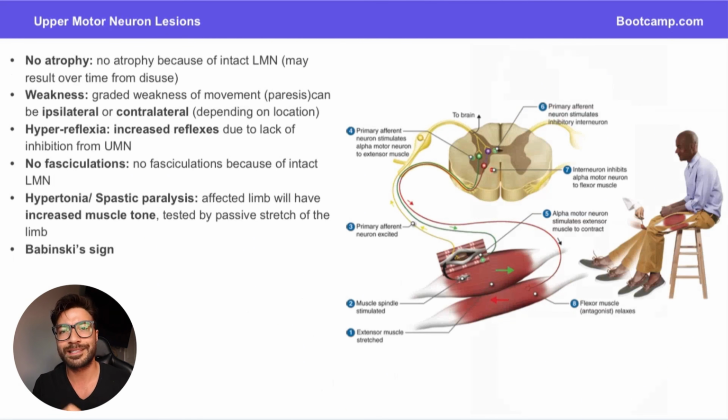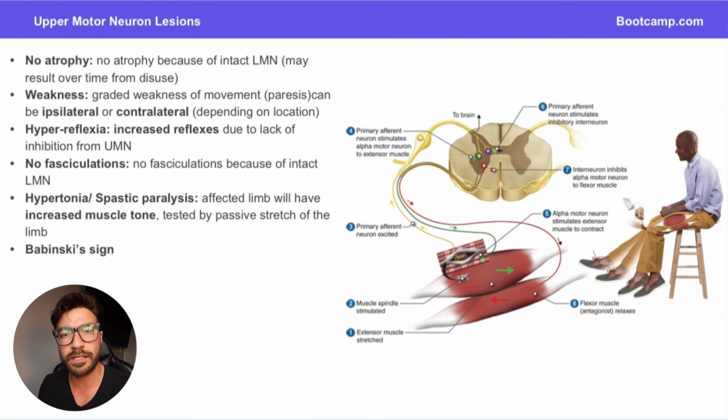Now we're also going to see spastic paralysis and hypertonia. In the affected limb, you're going to see increased muscle tone, and this is tested through the passive stretch test. So let's say we're looking at the upper limb and we have an upper motor neuron lesion for the lower motor neuron which is controlling this limb. When I try to passively stretch the limb, because I have increased muscle tone and hypertonia, it's going to be hard for me to passively stretch this limb. So you're going to see very rigid, jagged movements due to that hypertonia.